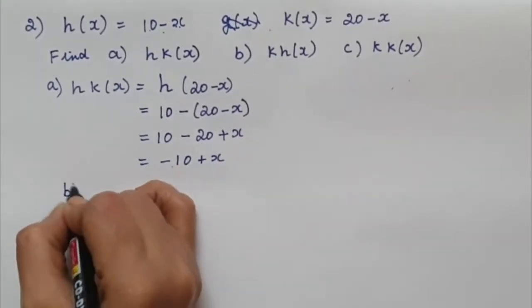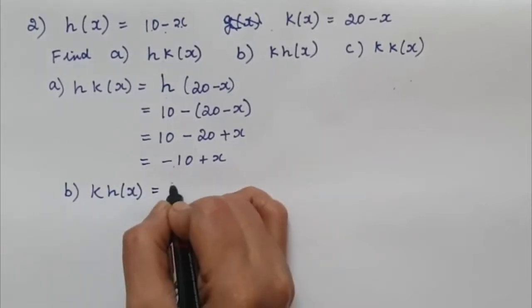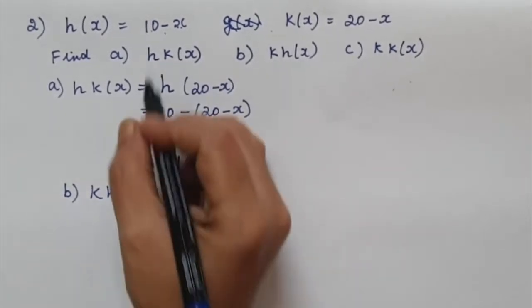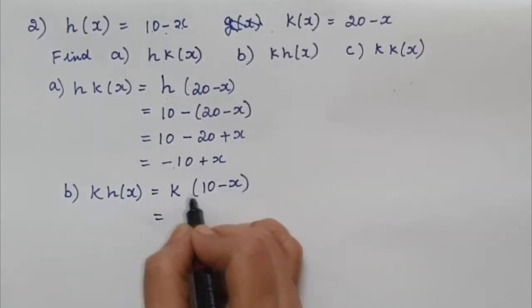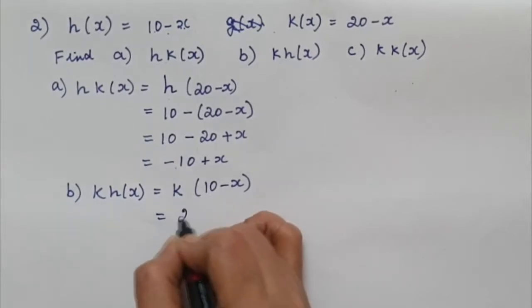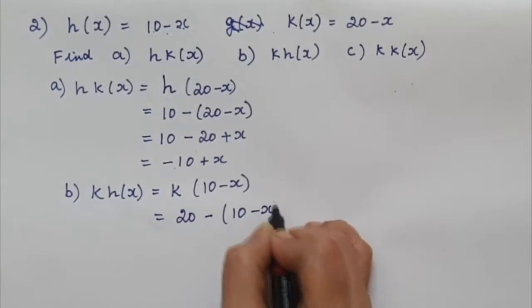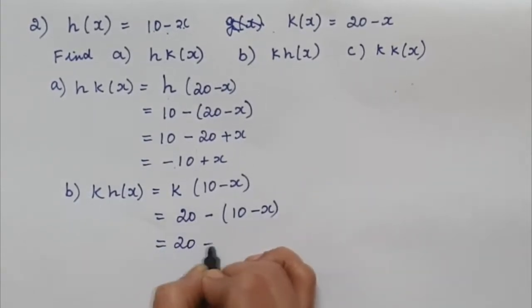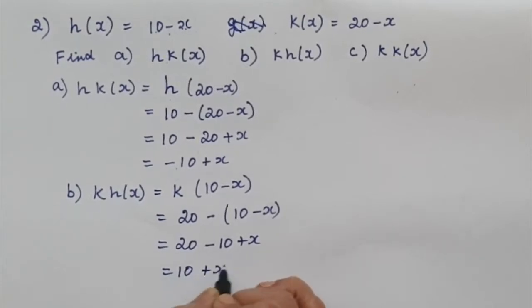Now we'll go for B. K h of x. Now we keep k as it is. Replace h of x, which is 10 minus x. Now substitute in this k. So it will be 20, instead of x, write it as 10 minus x. So it will be 20 minus 10 plus x. So it will be 10 plus x.